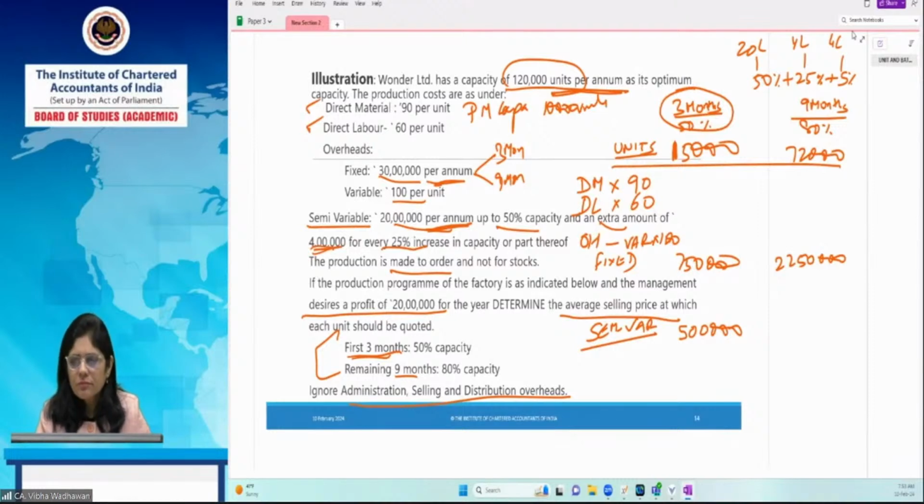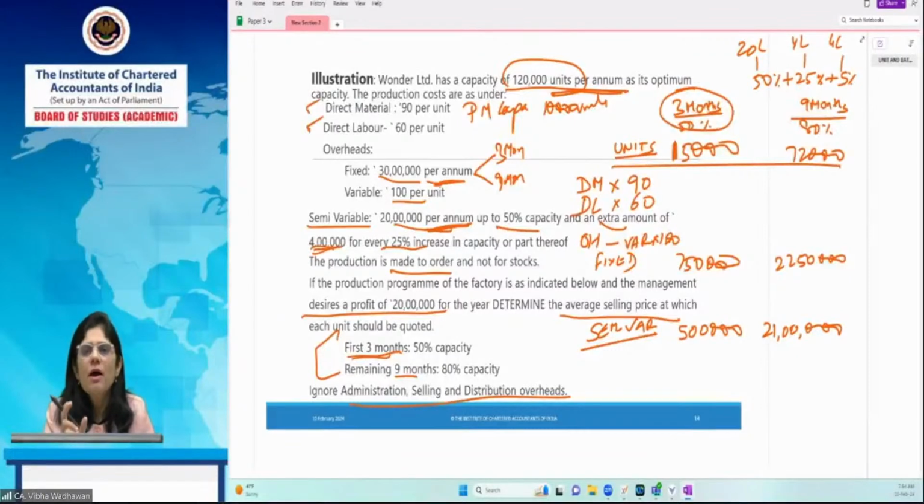Clear? So 28 lakh, but 28 lakh is per annum. You have to convert it for 9 months into 9 divided by 12. So it is 21 lakh. 21 lakh for the 9 months, 80% capacity. It's not 23, it's 21. For 9 months, fixed amount will be 15 lakh. It is coming to 21 lakhs.